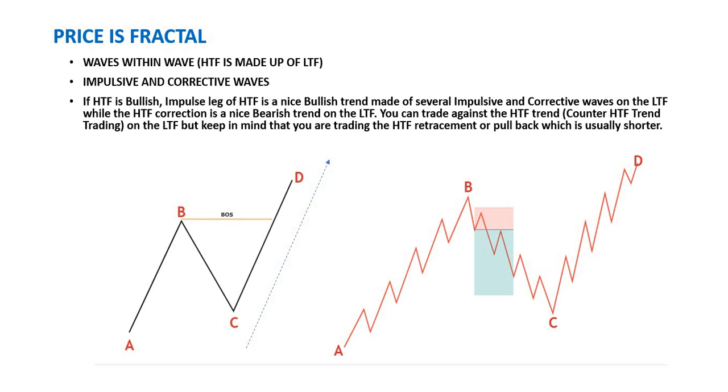So if the higher time frame is bullish, the impulse leg AB, for instance, of the higher time frame is a nice bullish trend on the lower time frame made of several impulsive and corrective wave patterns. So you can see that this 1, 2, 3 wave is being repeated here severally. So this is what we mean by the fractal nature of the market. In the same vein, the higher time frame correction BC is a nice bearish trend on the lower time frame.